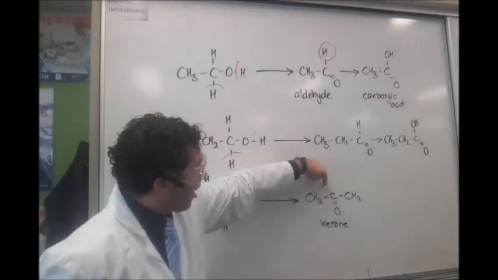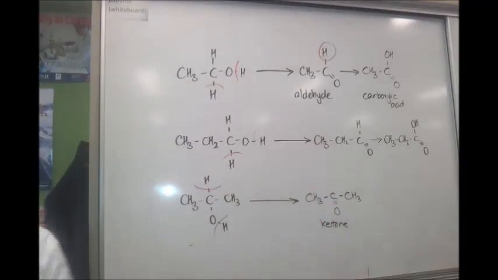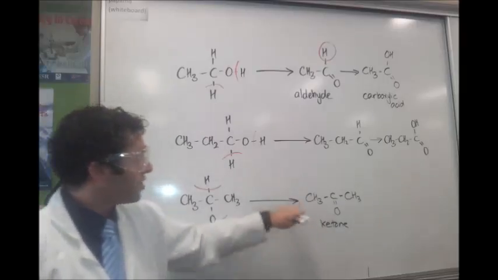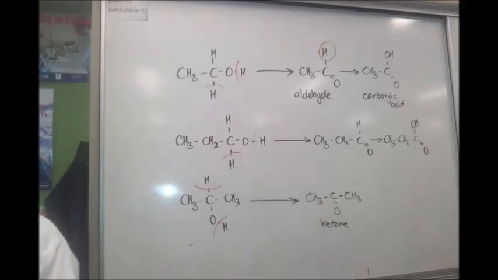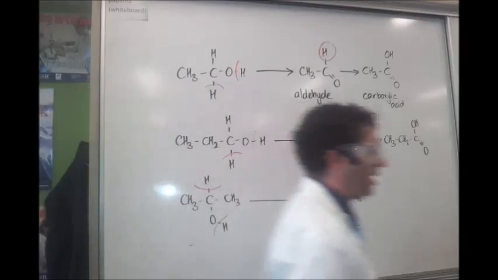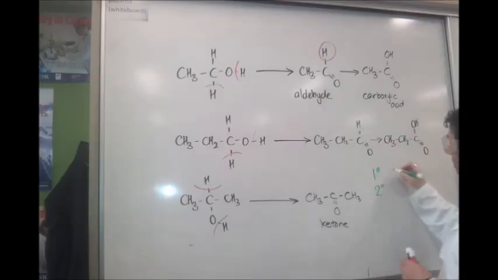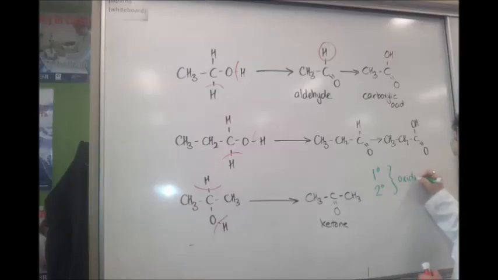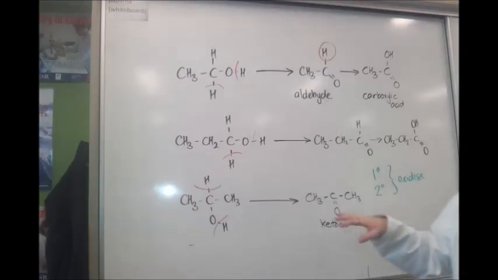Am I able to chuck another OH in here without breaking a carbon-carbon bond? No. So this is as far as this reaction goes, so that won't turn into an acid. That stops there. All right? So what do you need to know? You need to know that primary and secondary alcohols will oxidise, so that means that they will reduce permanganate, turning it from purple to colourless, and they will reduce dichromate, turning it from orange to green. You also need to know that tertiaries will not.